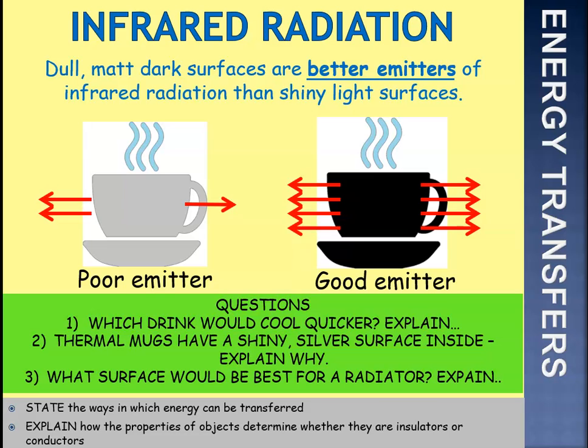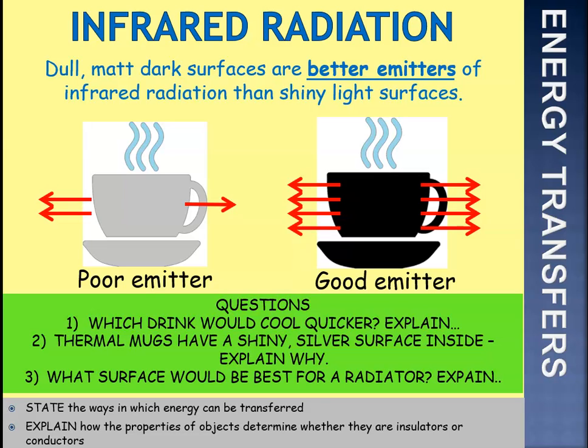Okay, question 1. Which drink would cool quicker, and explain why? Well, the drink on the right would cool quicker, the drink that's got the black surface on it. This is because black is the best emitter of infrared radiation. It would transfer heat at a much higher rate than the silver one, and so its heat energy would go down quicker, meaning its temperature would go down quickest.